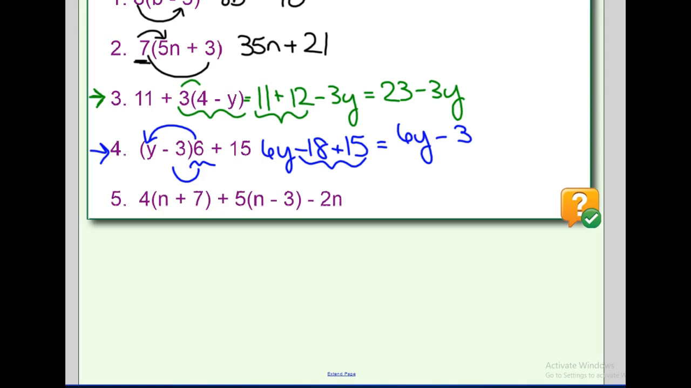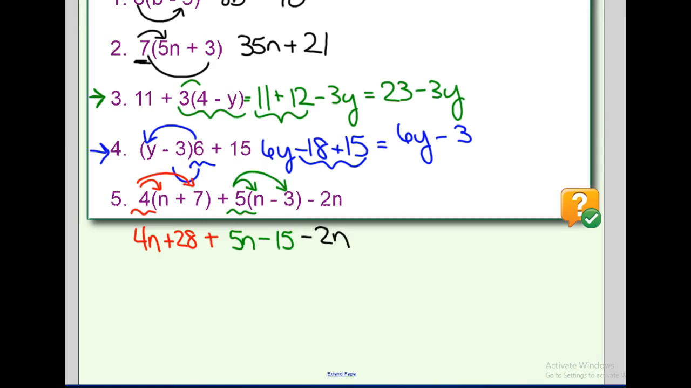Everybody got it written on their paper? Good job. Here we go. So we've got to multiply 4 by everybody in the parentheses. So 4 times n is 4n, and 4 times 7 is 28. So distributive property number 1 is done. Plus, let's do distributive property number 2. This time we're going to take the 5, and 5 times n is 5n, and 5 times negative 3 is negative 15, and we've still got that minus 2n on the end.